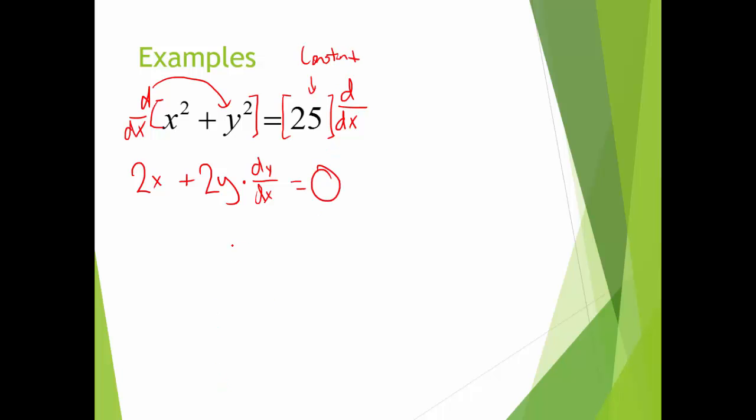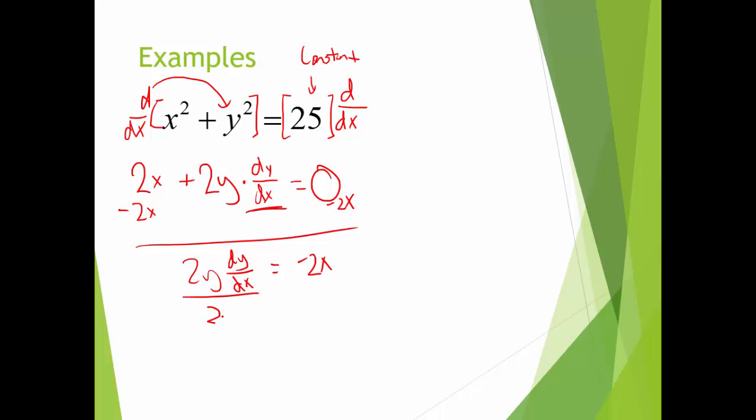All right? So now my final step is algebra. I want to algebraically manipulate to get this dy dx that I've just underlined by itself. So first move is I'll subtract 2x from both sides. I get 2y times dy dx equals negative 2x. I'll divide through by 2y. I'll cancel out the 2's, and I get that dy dx equals negative x over y.